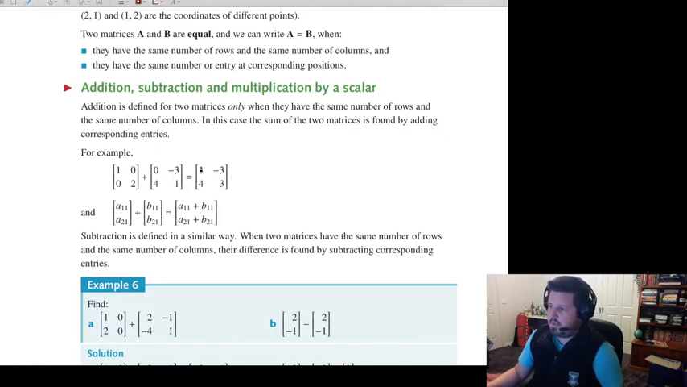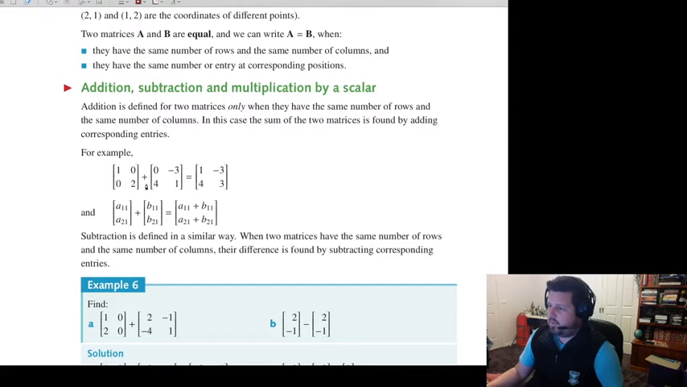Cool, you'd write it down in a new matrix. Here you would add this entry with its corresponding position in the other one. 0 plus negative 3 is 0 take away 3, which is negative 3.